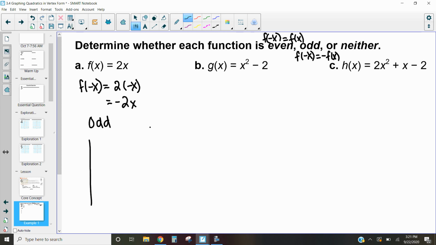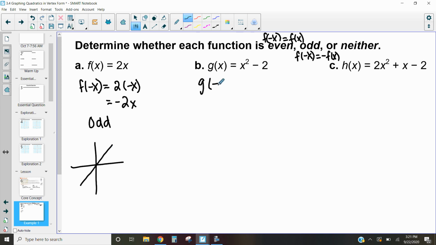If we were to graph this function, we would see that it would look like this. And if we take it right here at our origin point, we would see that it actually does reflect across our x-axis and then across our y-axis. So that function there is an odd function because it looks like this. It reflects.